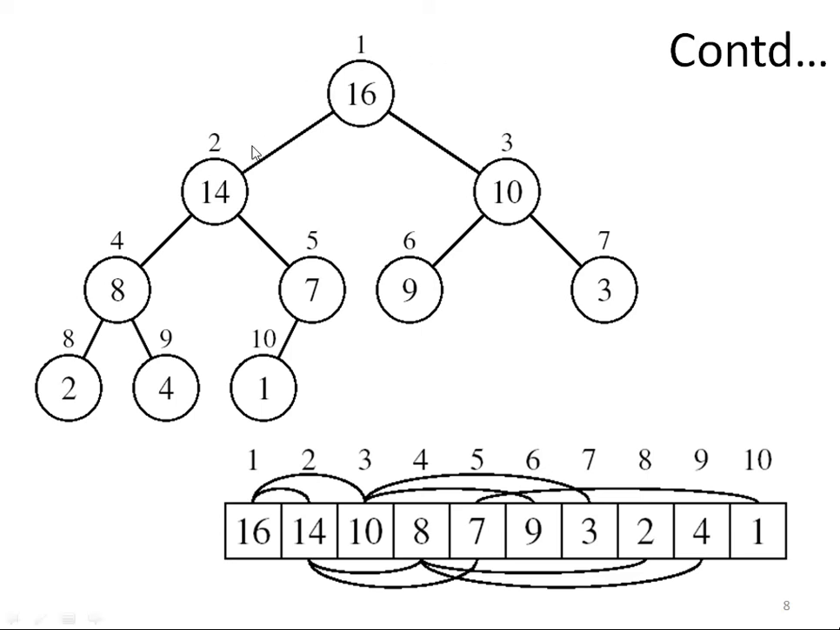Similarly, if I talk about the left child and right child, then this node 3 should have its left child at 2 times 3, that is 6. So at index position 6, I have the left child, which is 10. Similarly, at 2i plus 1, that is 2 times 3 plus 1, the 7th index should have the right child of 10, that is 3. So all these properties are satisfied, and it is a heap data structure.